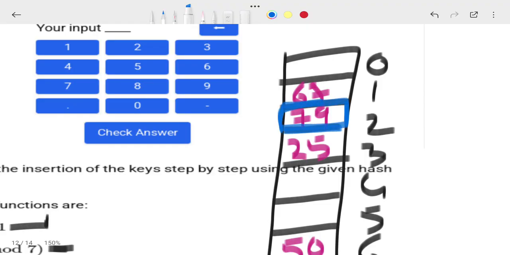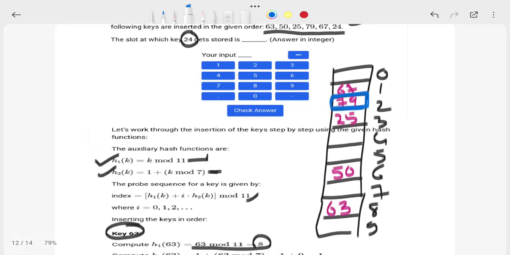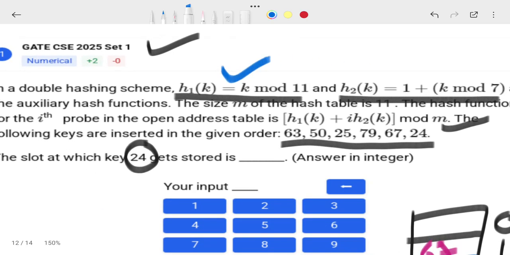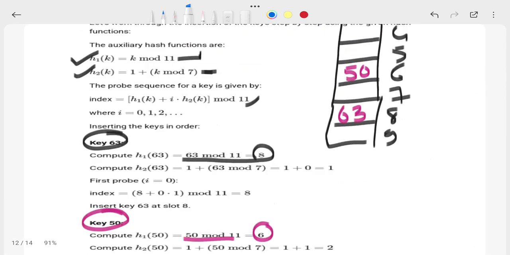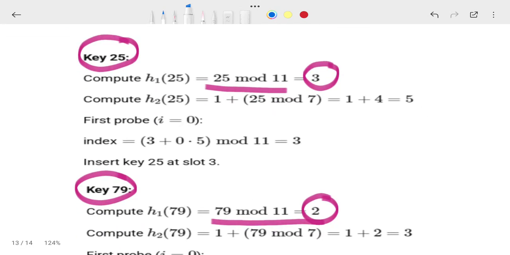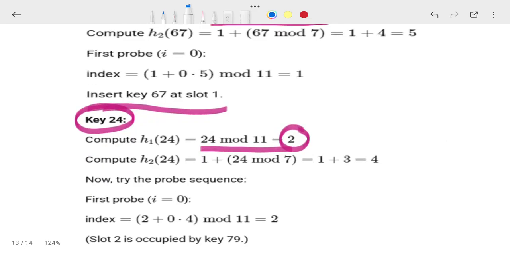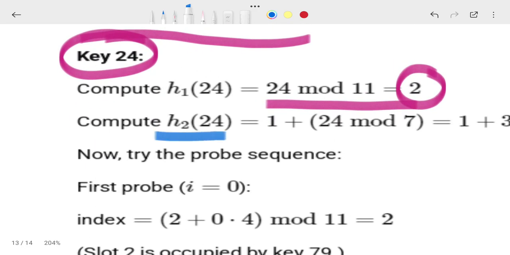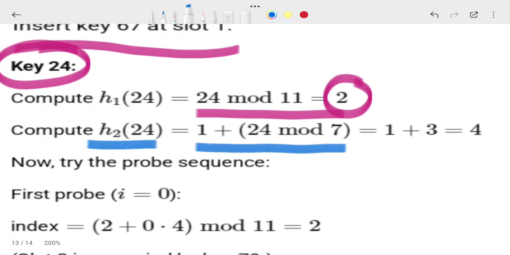So collision started. Whenever collision starts, now I will use this method. This is the double hashing. So in double hashing, if there is a problem, then I will go from here to here, forward. Now I will come here. So I am passing the value into the next function to solve the problem. Now see here, I will use H2(k), 1 plus k modulo 7. So this is 1 plus 3 is equal to 4.